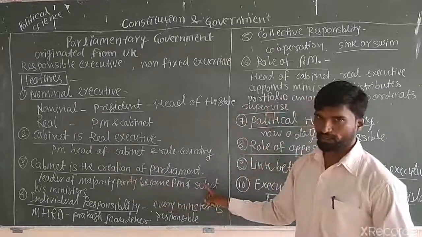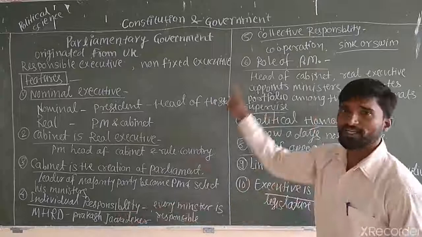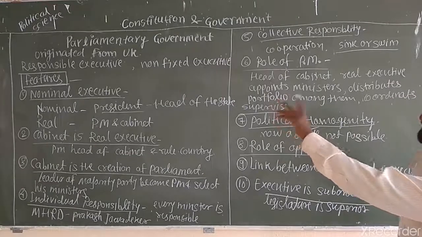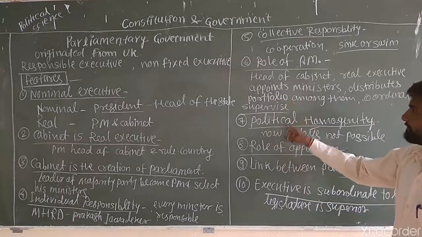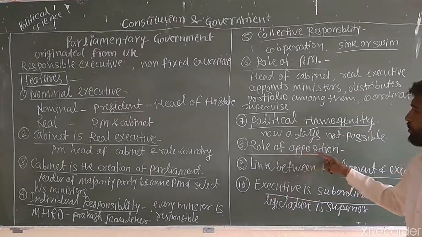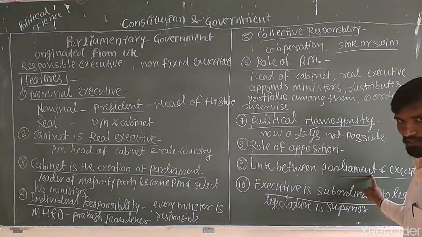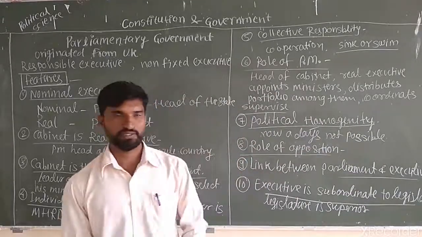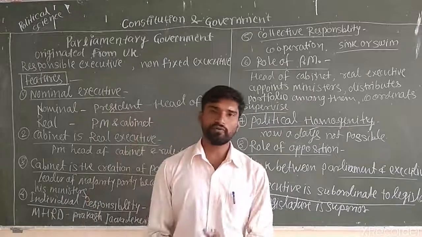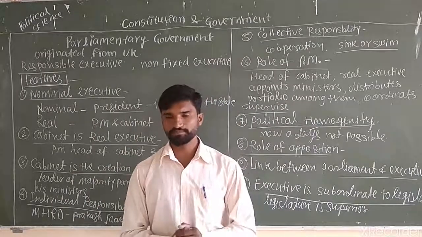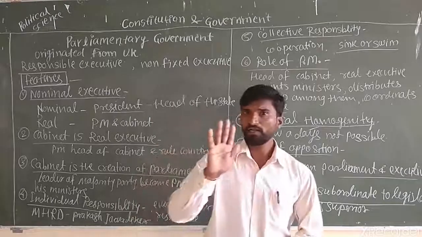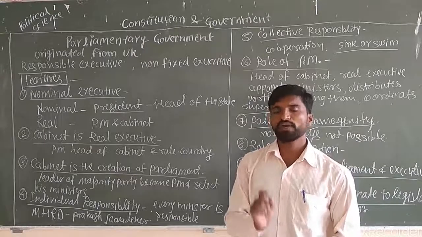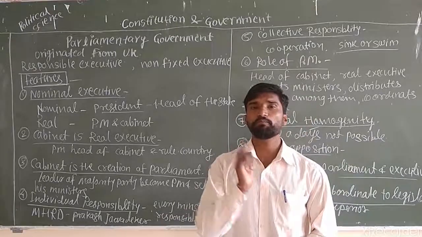Cabinet is the creation of parliament. Individual responsibility and collective responsibility. Role of PM is too important in the parliamentary system. Then political homogeneity. Role of opposition, link between parliament and executive, and executive is subordinate to legislature. So these are the features of parliamentary system. If the question comes for 5 marks, you have to write minimum 4 points. If question comes for 10 marks, you have to explain minimum 7 points.